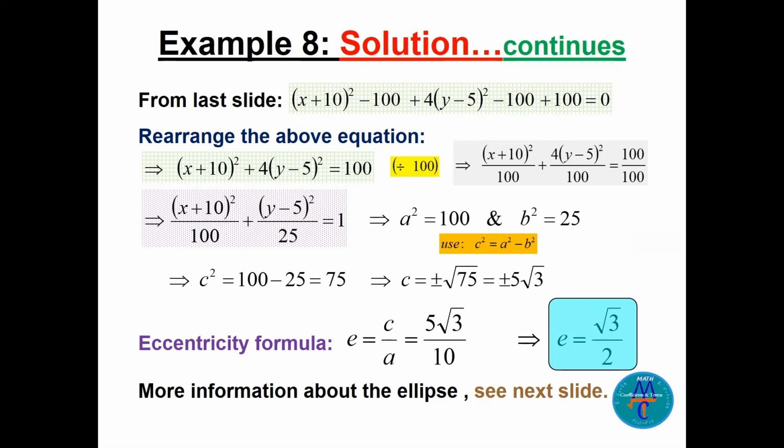Now c is plus or minus square root of 75, which is plus or minus 5 square root of 3. To find the eccentricity, take the positive numbers. E equals c over a. C is 5 square root of 3, and a is 10. Divide by 5, so the eccentricity will be square root of 3 over 2. Now that's the answer for the question number 8.